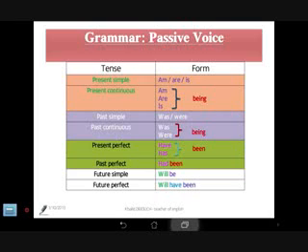The verb to be in the present simple will always be are, is. Present continuous, are, is, being. In the past simple, was or were. In the past continuous, was or were, being. In the present perfect, have or has been. In the past perfect, had been. In the future simple, will be. In the future perfect, will have been.